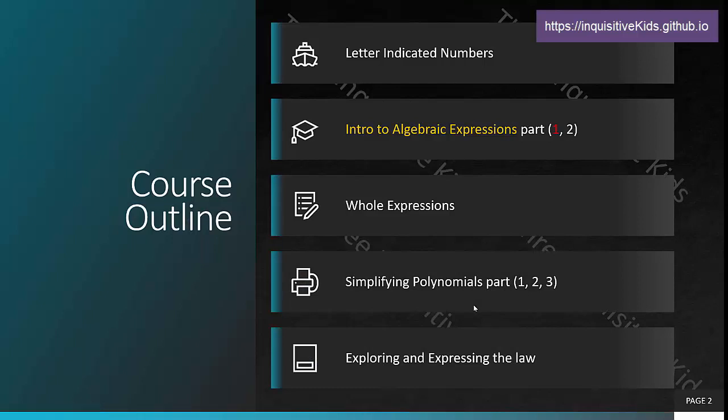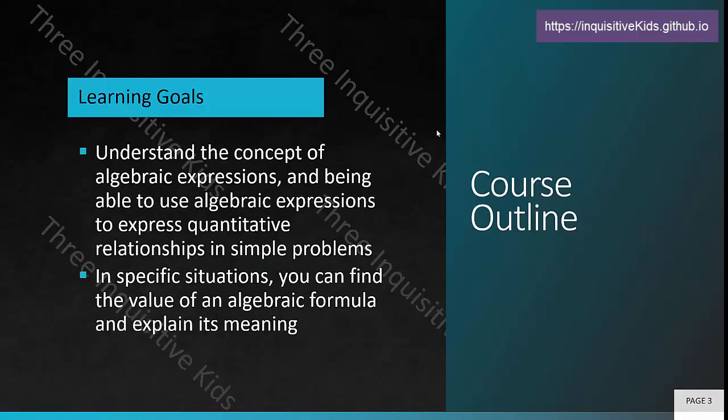Okay, so for the course outline today, we're going to be diving into Intro to Algebraic Expressions Part 1. This will be a lot of building off from what we learned from the last lesson, variables. Our learning goals for today are: 1. Understand the concept of algebraic expressions and be able to use algebraic expressions to express quantitative relationships in simple problems. And 2. In specific situations, you can find the value of an algebraic formula and explain its meaning.